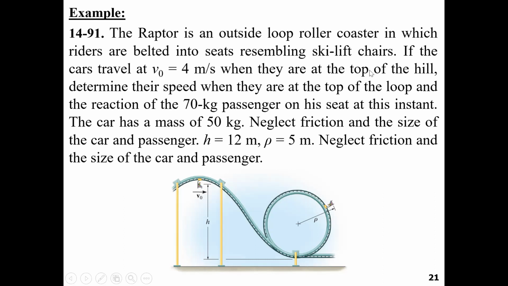Because it's smooth, I guess somewhere it should say, okay, neglect friction. You neglect the friction and the size of the car and passenger. This means you treat this as a particle. We want to find out their speed when they are at the top of the loop. So they come all the way down, make half a circle, you get to this point, and at this point, you want to see how much the speed is.